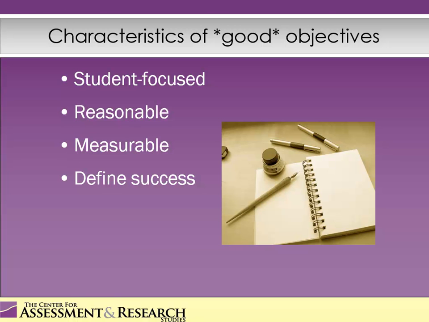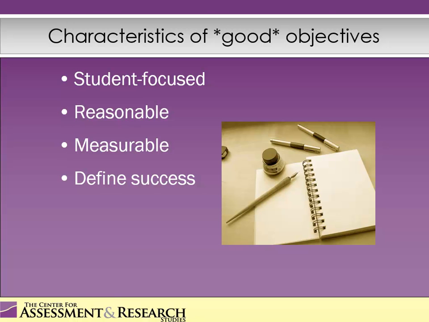There are several characteristics that good program objectives typically have in common. They are student-focused, reasonable, measurable, and define success. A student-focused objective means that an objective is worded to express what the student will learn, know, or do as a result of instruction or how the student will change developmentally as a result of the program, not what the instructor or program will do for the student.